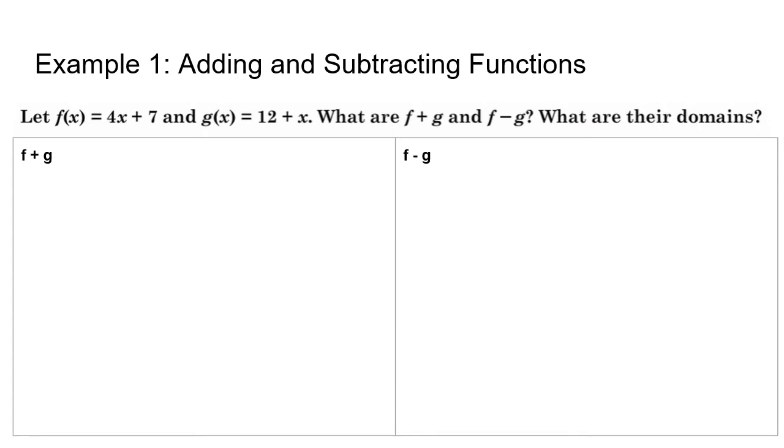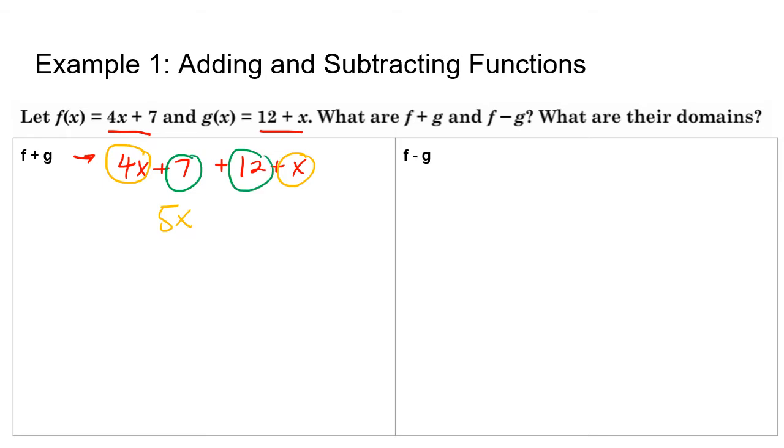So our first example, we have adding and subtracting functions. We have 4x plus 7 and 12 plus x, and it wants us to add and subtract the two. So f plus g is 4x plus 7 plus 12 plus x. Remember, I said you're combining like terms, so I have 4x and 1x. That's going to make 5x. Then I have 7 and positive 12. That's going to make 19. And bam, you're done.